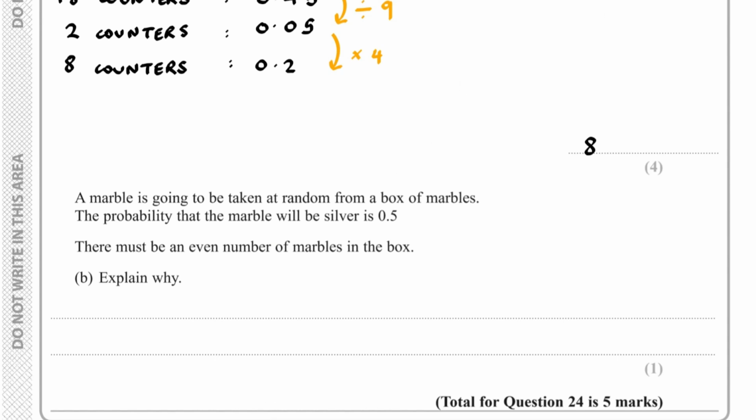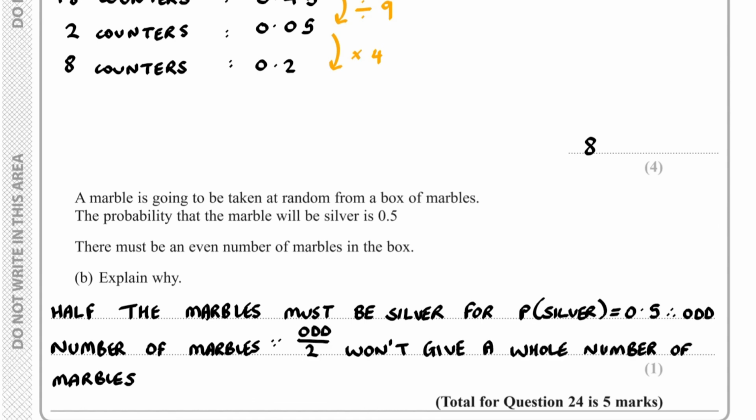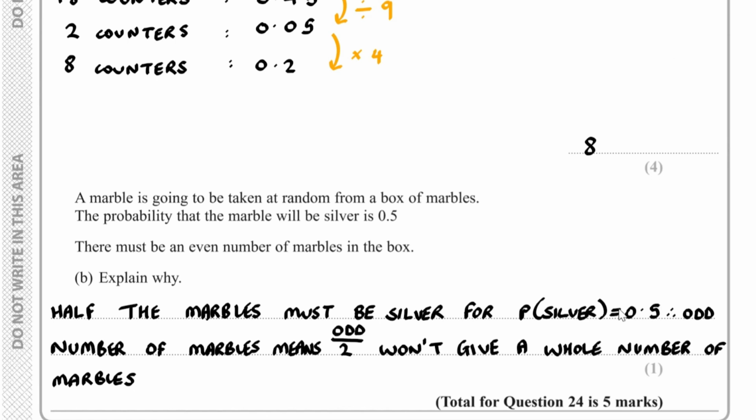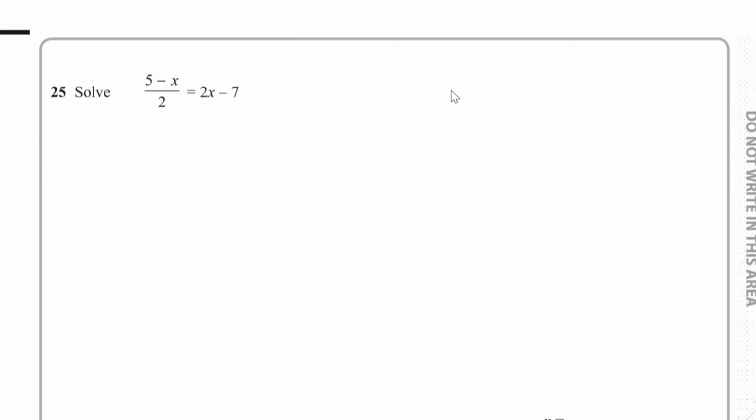Well, here, half the marbles must be silver for the probability of silver being 0.5. So an odd number of marbles means odd divided by 2 won't give a whole number of marbles, which means we must have an even number of marbles.